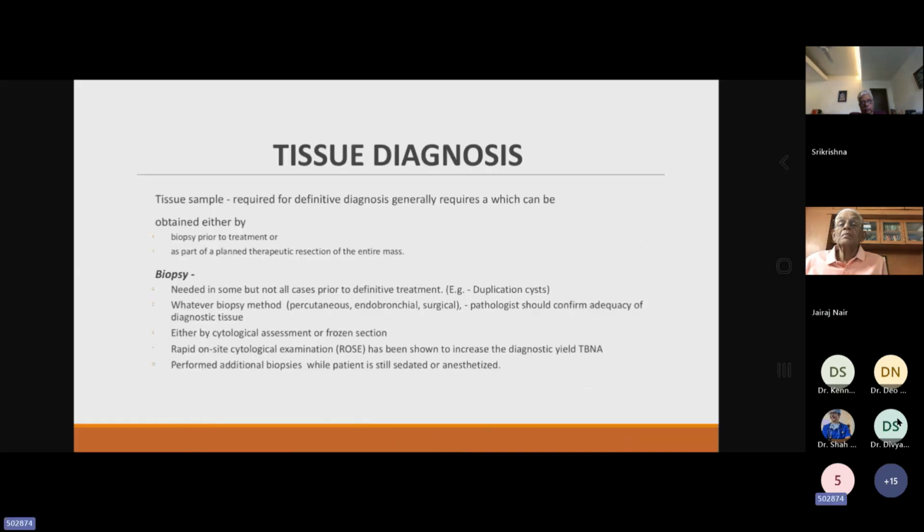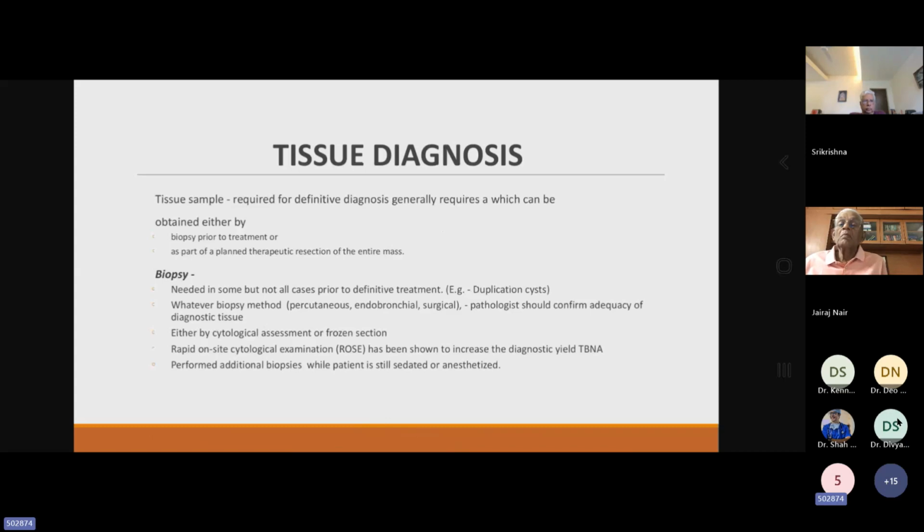Tissue diagnosis. A tissue sample is required for the definitive diagnosis, which can be obtained either by biopsy prior to the treatment or as part of a planned therapeutic resection of the entire mass. Biopsy is needed in some cases, but not all cases, prior to the definitive treatment. Whatever the biopsy, it may be percutaneous, endobronchial, or surgical, the pathologist should confirm the adequacy of the diagnostic tissue. It can be done either by cytological assessment or frozen section.